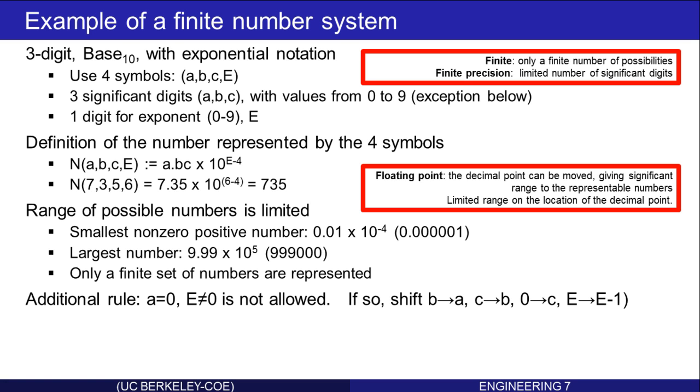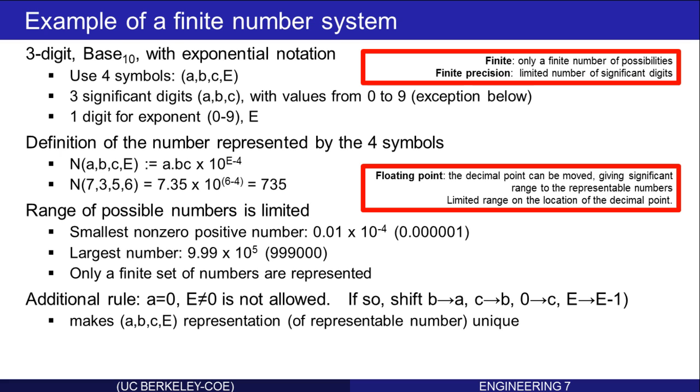There's an additional rule that says certain representations are illegal. A equals 0 with E not equal to 0 is not allowed. If you have a number like that, simply shift: B becomes A, C becomes B, 0 becomes C, and E changes by 1. By not allowing the combination A equals 0 and E not equal to 0, it makes the representation of a representable number unique.